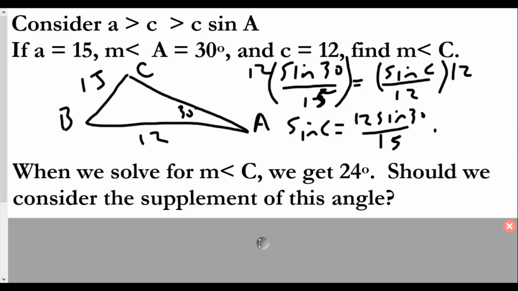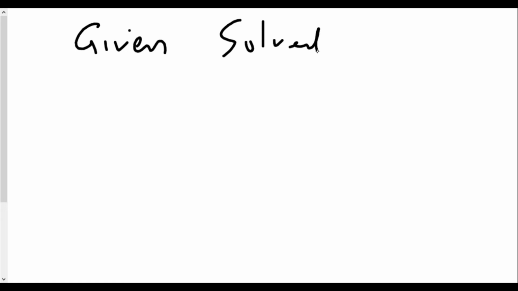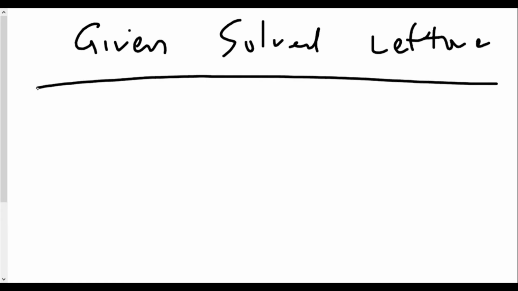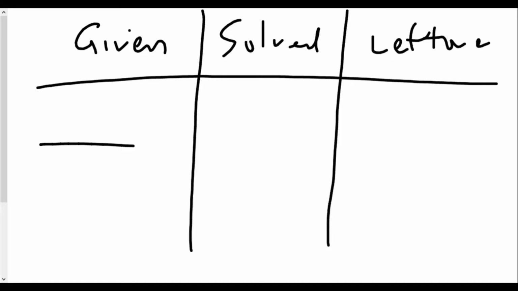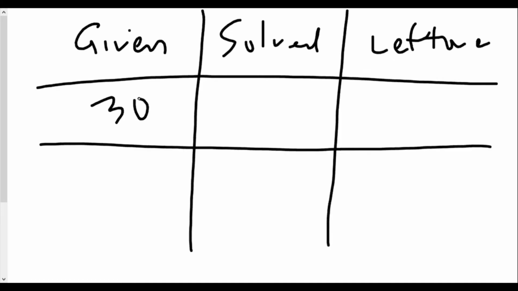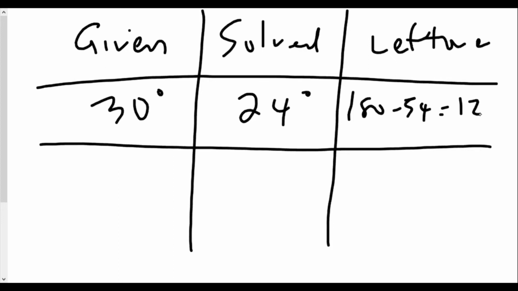We should consider the supplement of this angle. Okay? All right, so let's take a look. So we have 30 and we have 24. So our given, solved, and leftover. 30, 24, and then 180 minus 54, because that's 30 plus 24, equals 126 degrees.